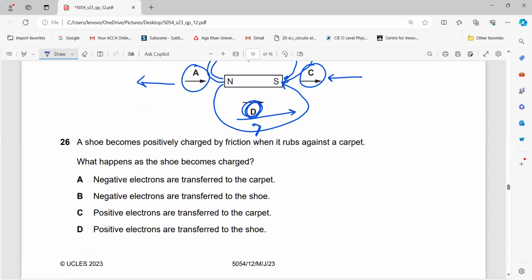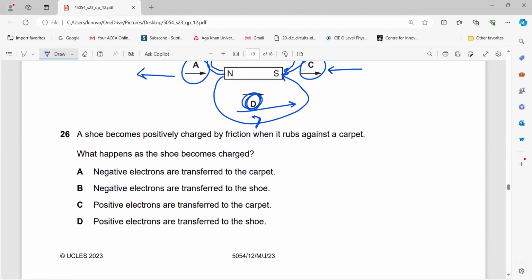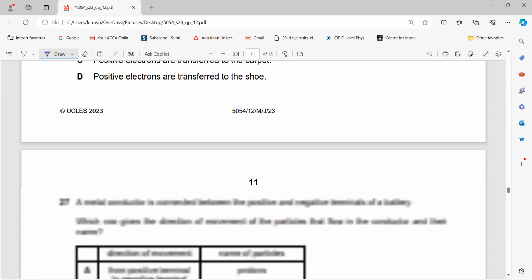Next is 26. A shoe pump becomes charged. Now whenever an object becomes positively charged, it loses an electron. You need to understand, whenever an object becomes negatively charged, it gains an electron. Just give me a minute. What happens if the shoe becomes charged? The negative electrons are lost by the shoe, gained by the carpet. So negative electrons transfer to the carpet. Yes, A is the answer, not even looking at B, C, and D.